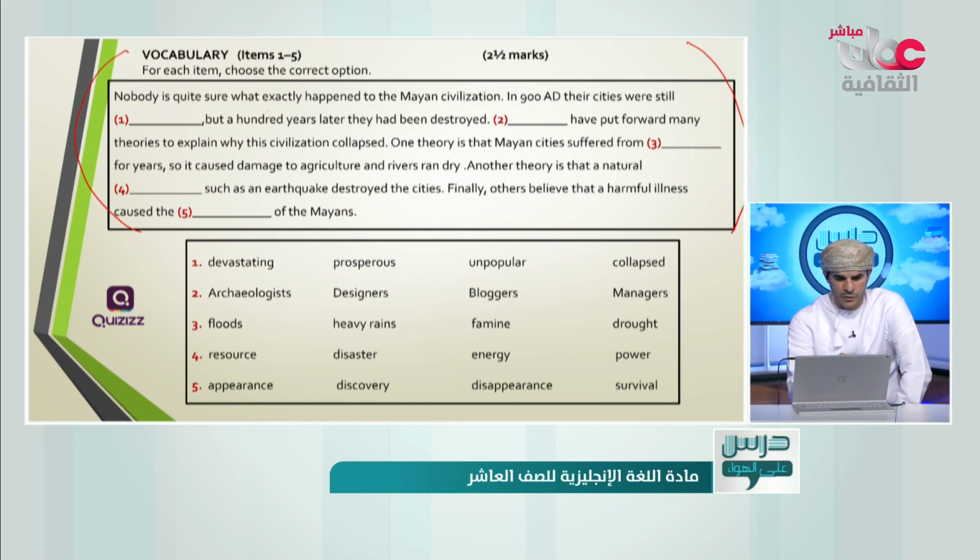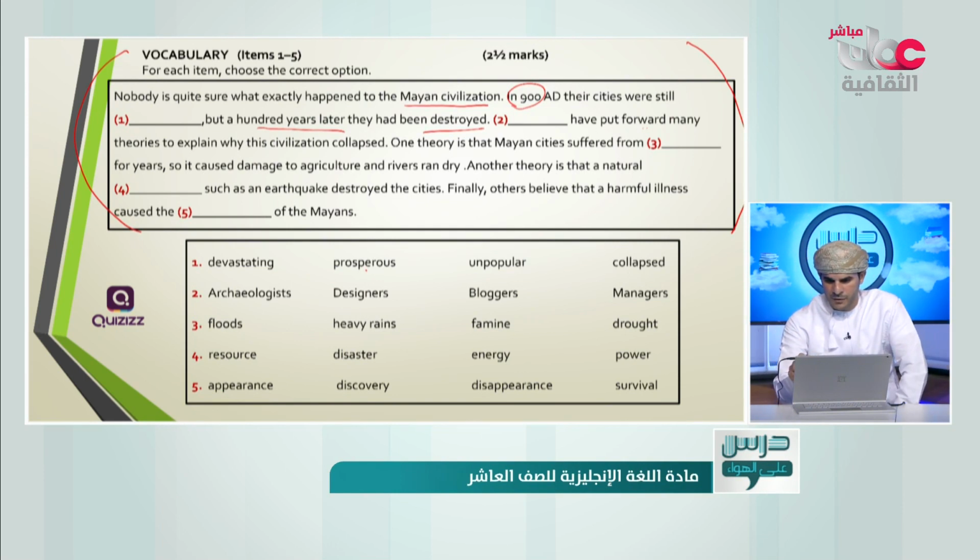Nobody is quite sure what exactly happened to the Mayan civilization. In 1900 AD, their cities were still what? But 100 years later, after they had been destroyed. So it must be the opposite of destroyed. What was it? Excellent, Ahmed. Prosperous. They were prosperous, then they were destroyed.